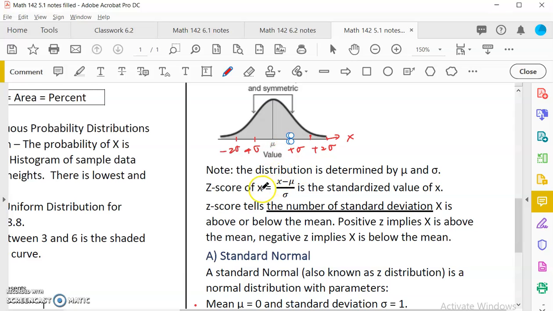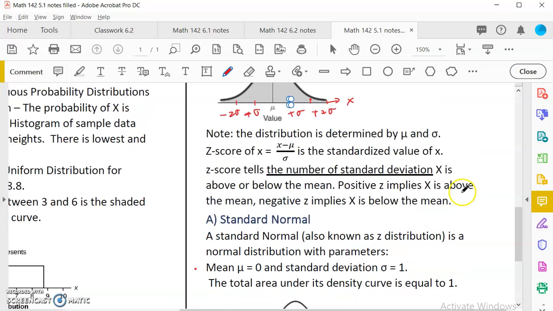And then how do you know where your x falls? You would calculate the z-score. If the z-score is 1.2, that means it's 1.2 times the standard deviation away from the mean. If the z-score is negative 0.8, that means it's 0.8 times the standard deviation below the mean. So you actually know where your x is by calculating the z-score. Positive means it's above the mean. Negative means x is below the mean.